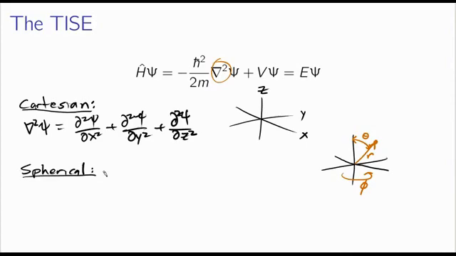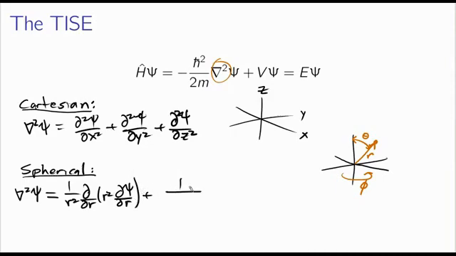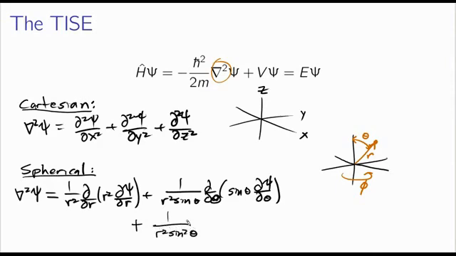And in that coordinate system, our Laplacian is a good deal more complicated than in Cartesian coordinates. Del squared acting on some function psi is 1 over r squared times the partial derivative with respect to r of r squared times the partial derivative of psi with respect to r, plus 1 over r squared sine theta times the partial derivative with respect to theta of sine theta times the partial derivative of psi with respect to theta, and yet another term, plus 1 over r squared sine squared theta times the second partial derivative of psi with respect to phi.